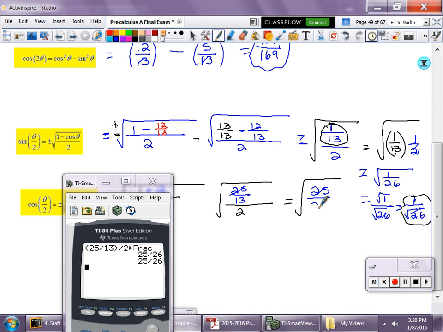25 over 26. Okay, again, we're taking the square root of a fraction. So you're going to take the square root of the numerator over the square root of the denominator. 25 is a perfect square of 5. So your answer is going to be 5 over radical 26. 26 must stay in a radical. And this is all you're required to do.